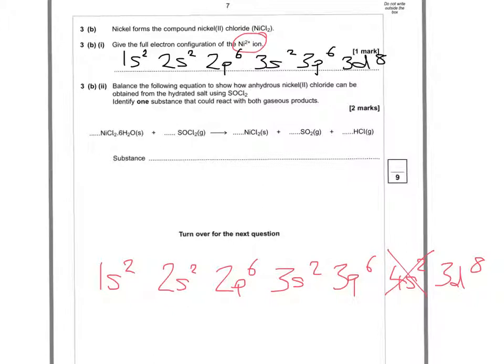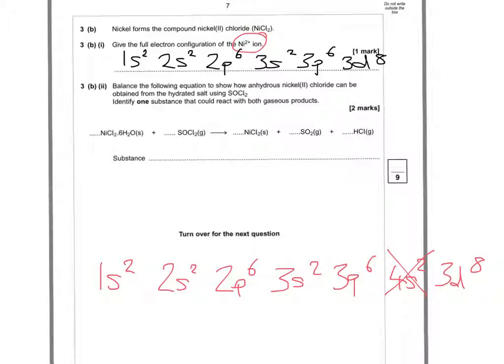Okay, part B, 2. Balance the following equation to show how anhydrous nickel 2 chloride can be obtained from the hydrated salt. So, balancing, it's not easy because they're not going to make it easy. There's a couple of different ways to approach it. If we just count up at the beginning what's balanced and what's not, the nickel, we've got 1 on each side, that's fine. The chlorine, we've got 1, 2, 3, 4 on the left, and we've only got 2 on the right.